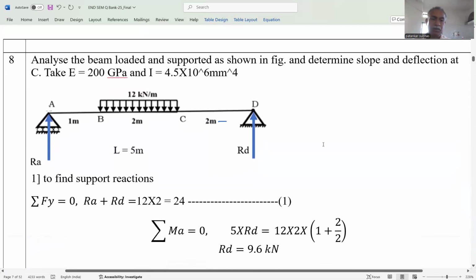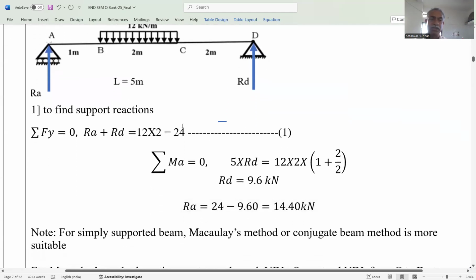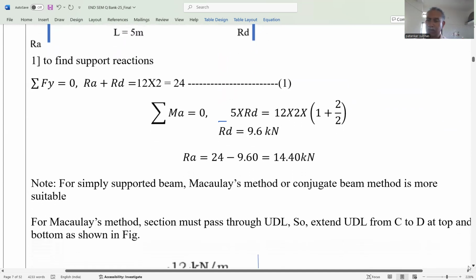So for that, first of all, we find the support reactions due to the 12 kilonewton load. This is step number 1. We apply the equilibrium equations: summation Fy is equal to 0 and moment at point A is equal to 0, and we get the reactions. So Rd is equal to 9.6 and Ra is equal to 14.14 kilonewton. That is the support reaction at A and D. Now again, Macaulay's method or the conjugate method is more convenient.